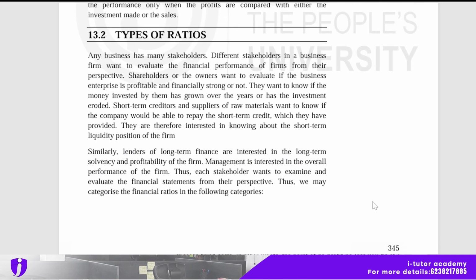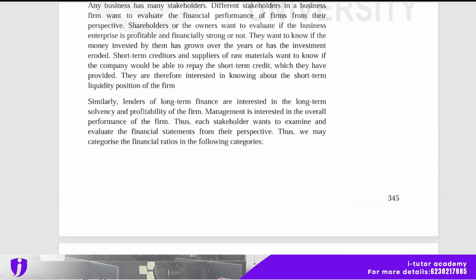And types of ratios: any business has many stakeholders. Different stakeholders in a business firm want to evaluate the financial performance of the firm from their perspective. Shareholders or the owners want to evaluate if the business enterprise is profitable and financially strong or not. They want to know if the money invested by them has grown over the years or has the investment eroded. Short-term creditors and suppliers of raw materials want to know if the company would be able to repay the short-term credit which they have provided.